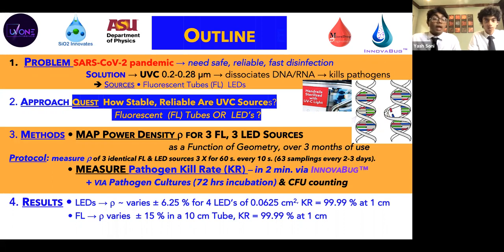Our results were that the LEDs had a power density that varied with a plus or minus 6.25% for 4 LEDs of 0.0625 centimeters squared with a kill rate of 99.99% at 1 centimeter, while the fluorescent tubes had a power density that varied with a plus or minus 15% in a 10 centimeter tube with the same standards.